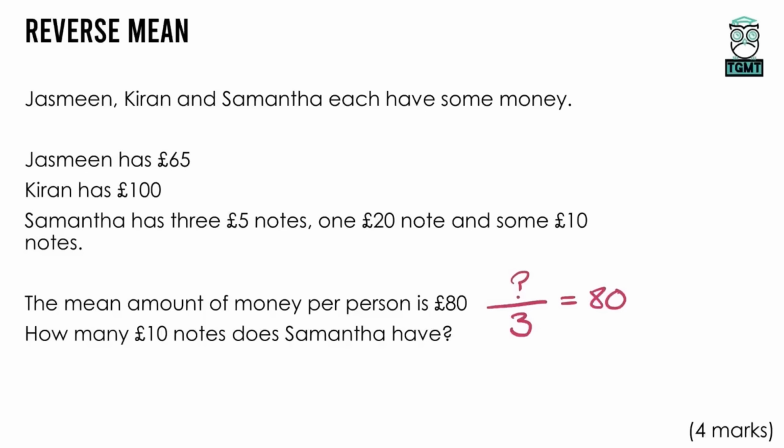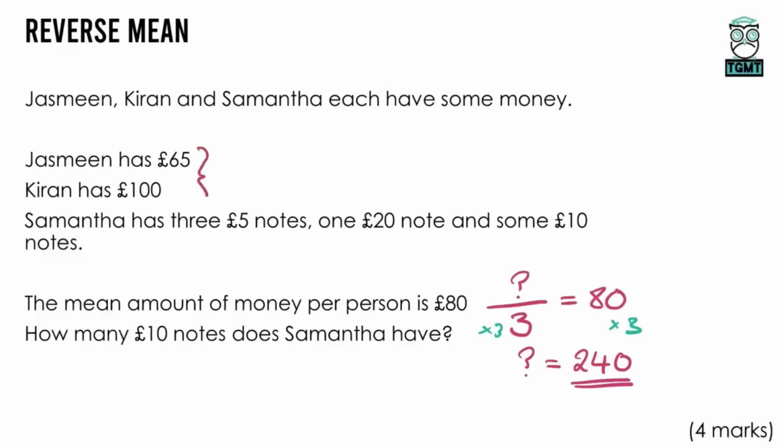So to reverse this, if we would have divided by 3, we can times both of these by 3 to get our total, and then whatever that total is will be 80 multiplied by 3, which we can do on the calculator, and that was 240. So the total of the amount of money that these 3 people have is £240.